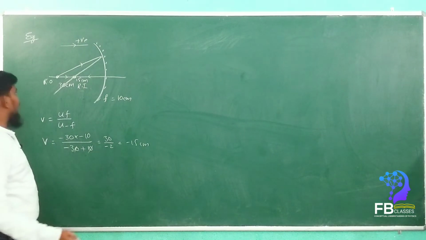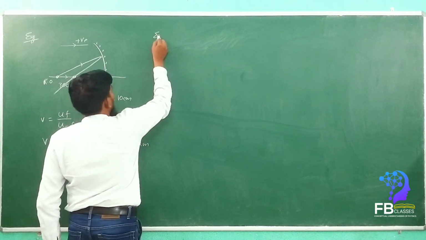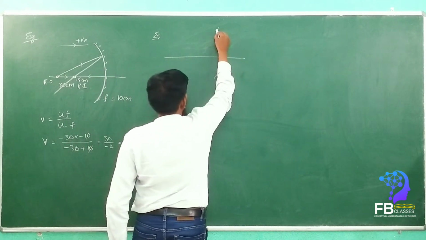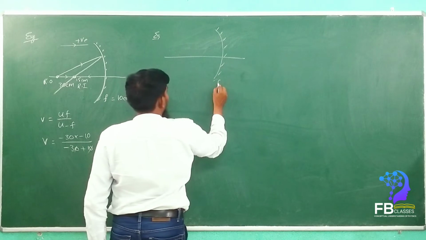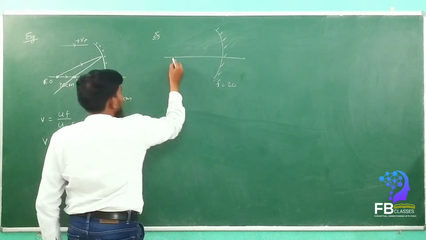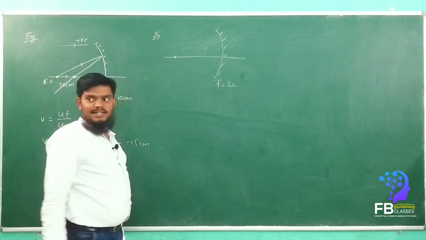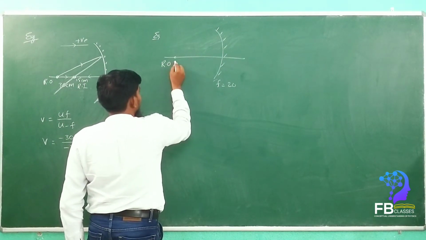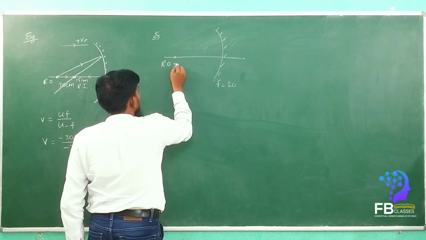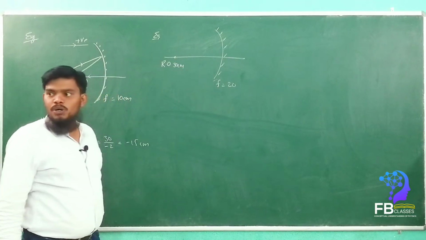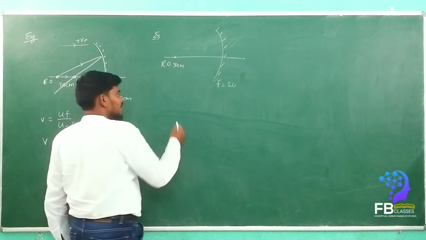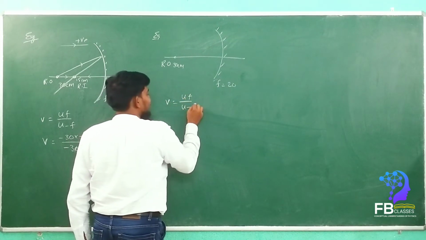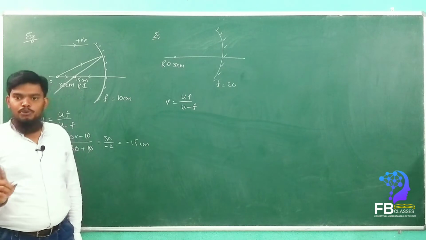Very good. Let me see another example problem. Let's say this is the mirror, and F is equal to, let me consider, 20, and this is, let's consider, 30. So the real object we placed here is at 30 centimeters. Now what is V? Where will the image form? V is equal to UF upon U minus F. Yes or no? So we have to put the values along with the sign conventions.